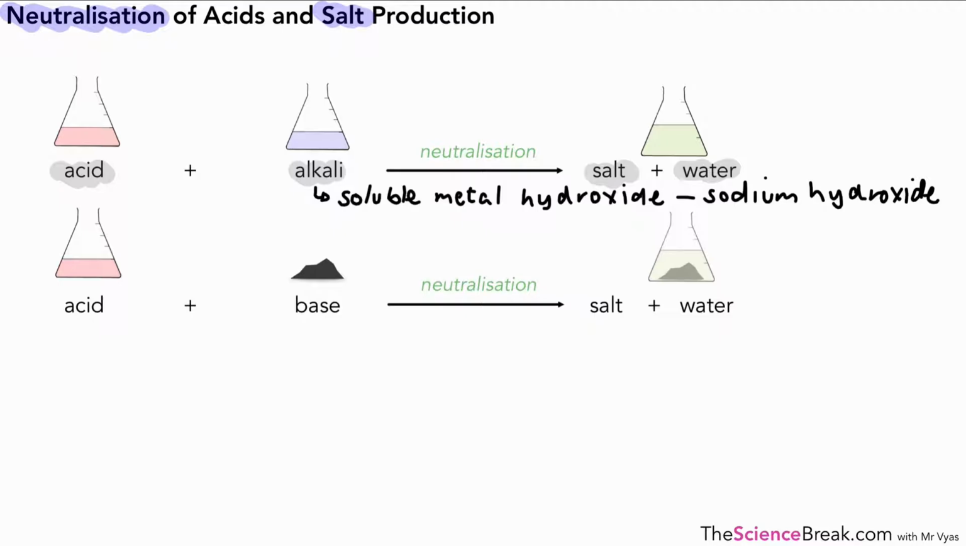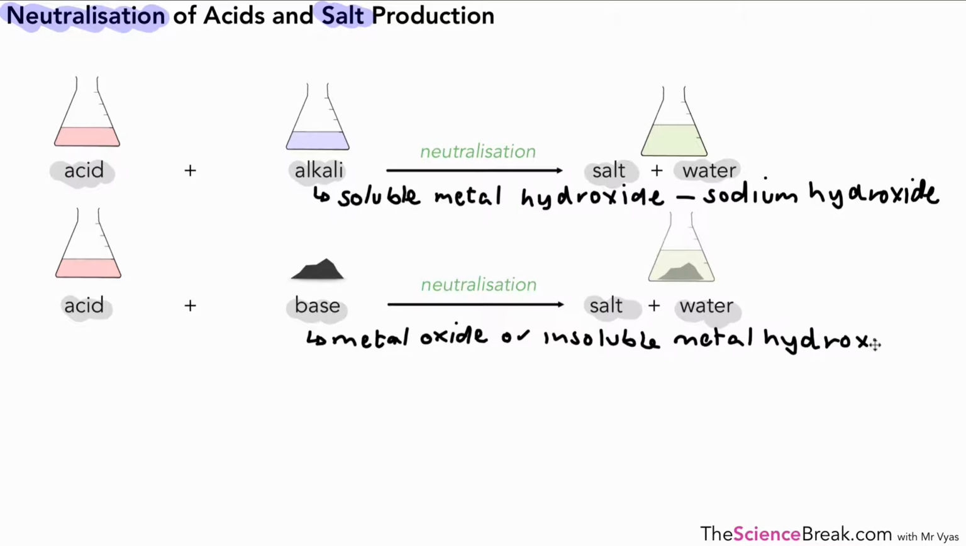For the second one, we've got acid plus base will give us salt and water. So the only difference there is we've got a base instead of an alkali. An example of a base would be a metal oxide. And this is not soluble, it doesn't dissolve in water. So this would be a metal oxide or an insoluble metal hydroxide. So these are examples of what we might call a base. And we still get the same two products.